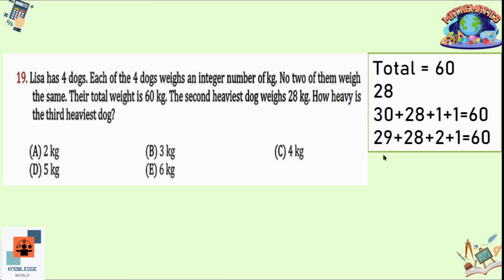So we will reduce the number from here. Let's try 29. It is still greater than 28. So in that case, the weight of the third dog will be 2 and fourth dog will be 1 kg. So total is equal to 60 in that case. So that is the perfect equation. So we can say that the weight of the third dog is 2 kilograms.